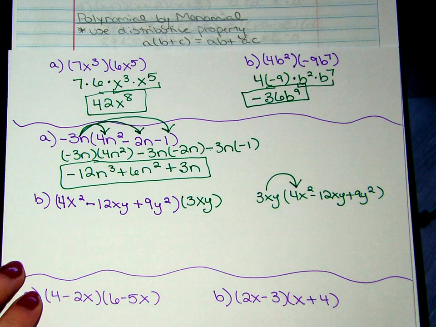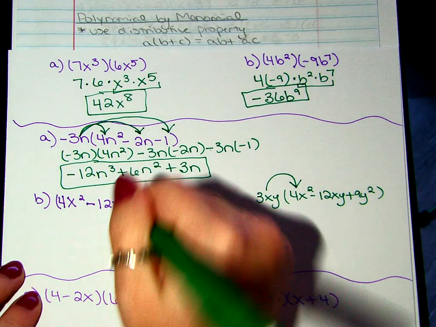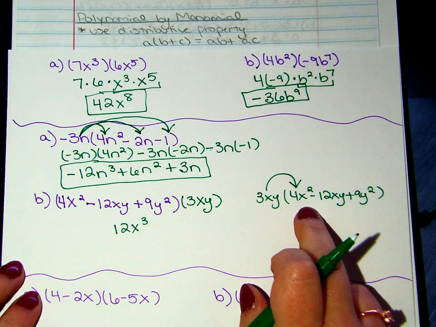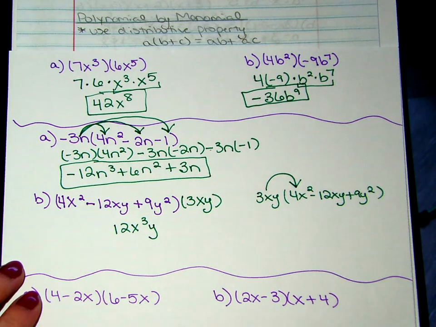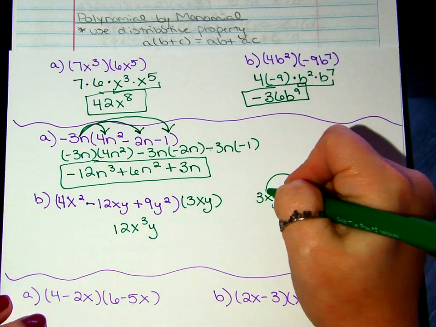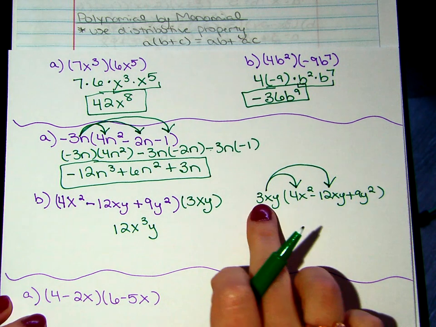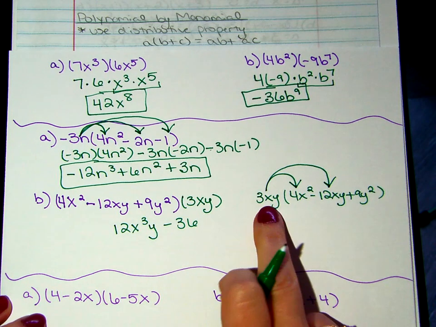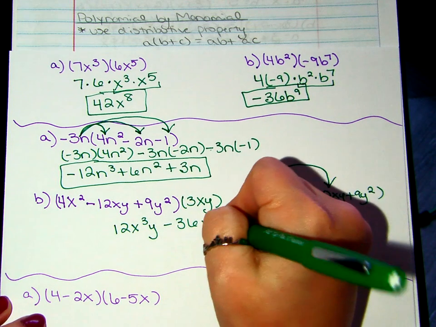So 3 times 4 is 12. X times x squared would give me x to the third. And now there is no y term inside of my parentheses, and that's okay. I still have this y term for my monomial outside, so I just write that right there. Not a problem. Then I'm going to distribute the 3xy to the negative 12xy. 3 times a negative 12 is a negative 36. X times x, x squared. Y times y is y squared.